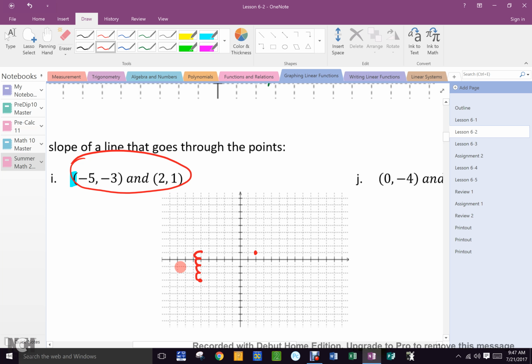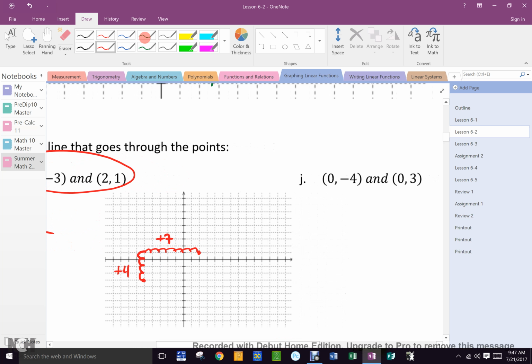I went up 4. Is that positive or negative? Positive 4. And then I went 1, 2, 3, 4, 5, 6, 7. Positive or negative? Positive. So the slope here, what's my rise? 4. What's my run? 7. If I have the points on the graph, I can just count. Yes? Okay, so let's do this next one.